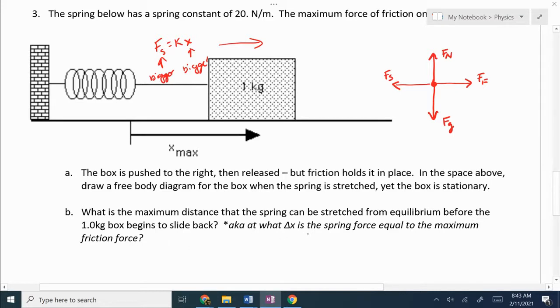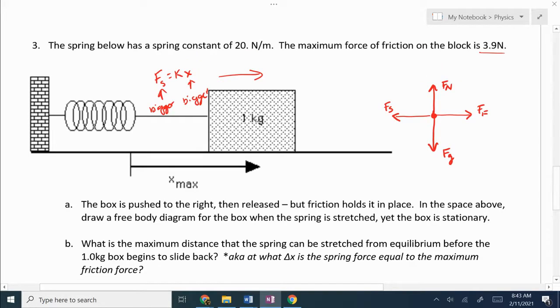AKA at what delta x is the spring force equal to the maximum friction force. So this right here is the biggest that friction can be, right? If I didn't push it all the way to the right, if I only pushed it a little ways, then I might not reach the full maximum 3.9 newtons.